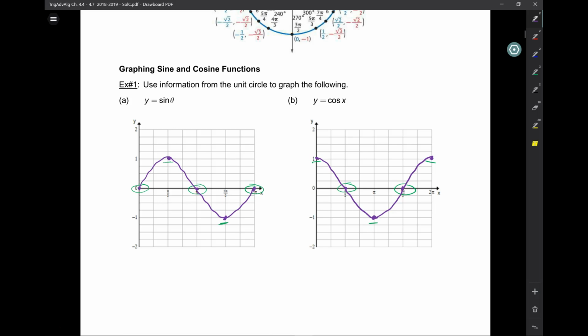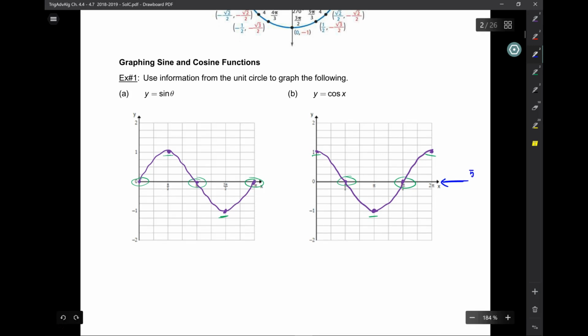Another thing we need to watch out for is this. How many points are marked on this x-axis? 5. It's always going to be 5 points on the x-axis. You know what we call these? Critical points. Because it's critical that you put them up there. Okay? On the x-axis, I have 1, 2, 3, 4, 5.